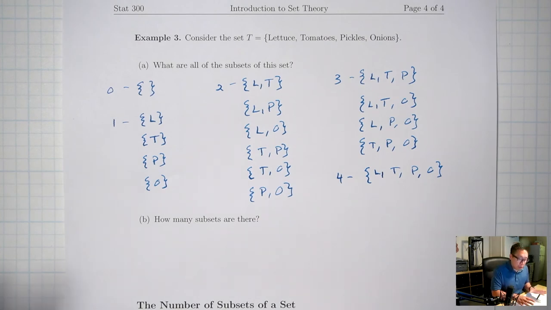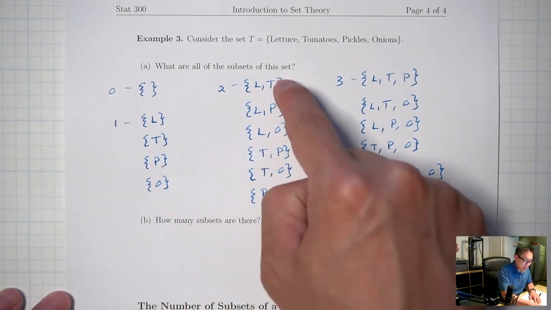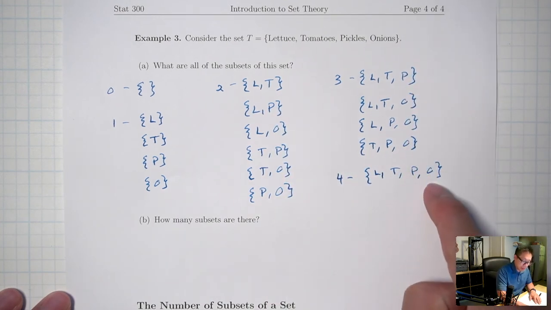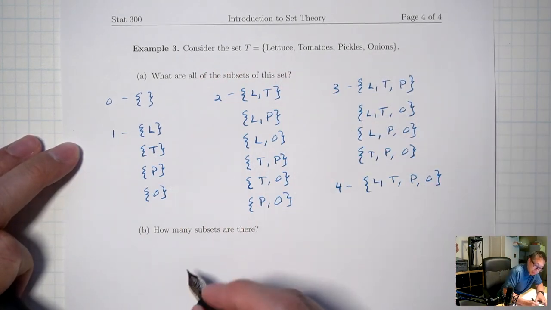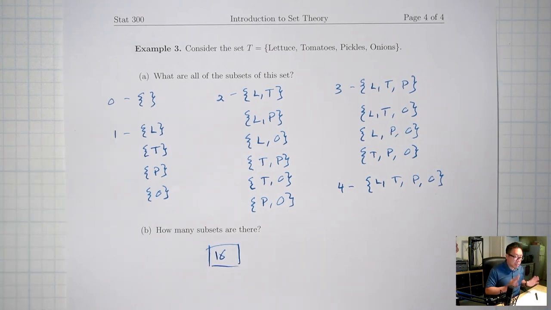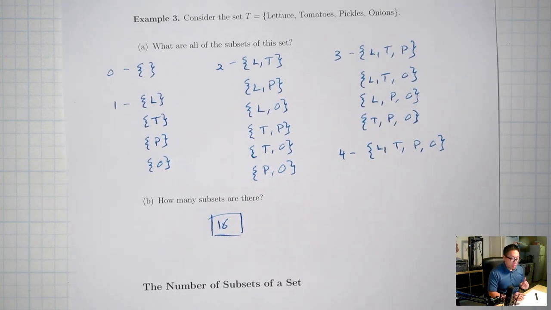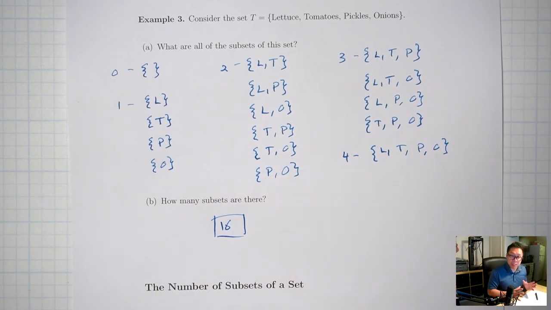So the listing out, I'm not going to ask you to do. What I really care about is how many are there. So there's 1, 2, 3, 4, 5, 6, 7, 8, 9, 10, 11, 12, 13, 14, 15, 16. So there's 16 subsets of this set T. So there's 16 different answers a customer can give to the question, what do you want on your sandwich? Now, is there a better way I can get to this answer of 16 without having to list out everything?